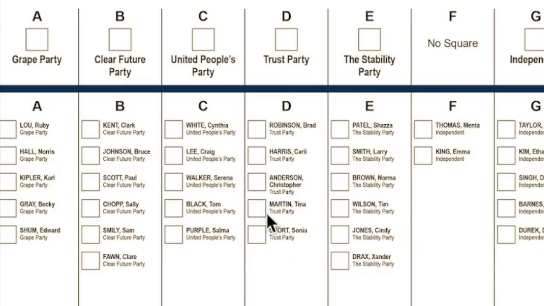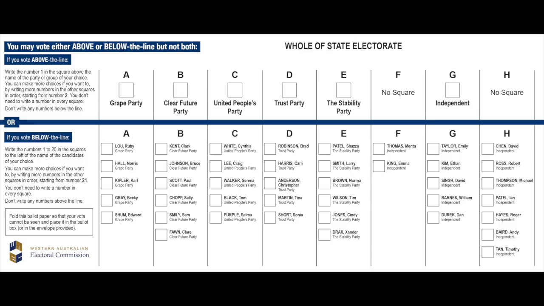So the advantage here is, in this election, it's the Great versus the Clear Future and United Peoples. You can vote 1, 2, 3. And then you can go over here and we'll have 4 here and 5 here and 6 here, because sometimes we might decide that we don't like Cynthia White because she's a bit of a Karen. So we might put 2 there, 3 there, 4 there, 5 there. So that's the WA Electoral Commission's information.